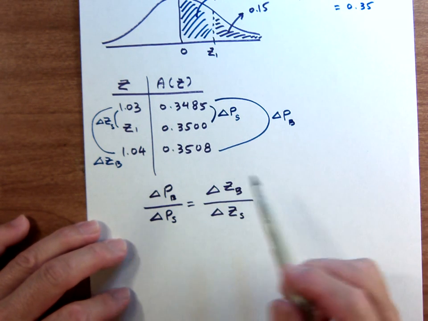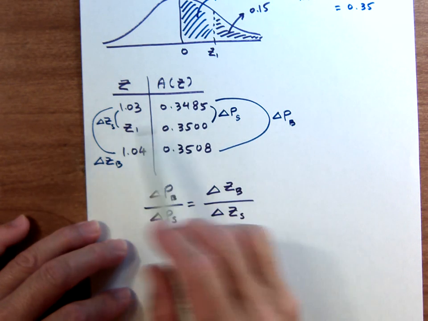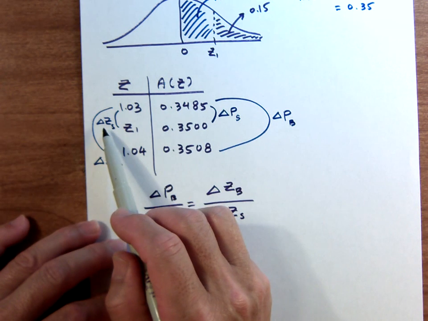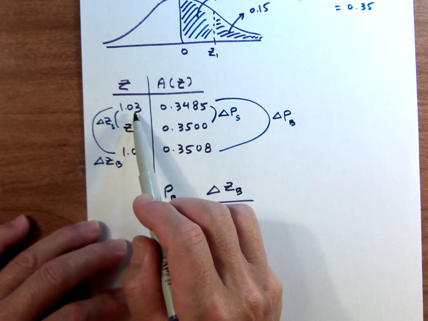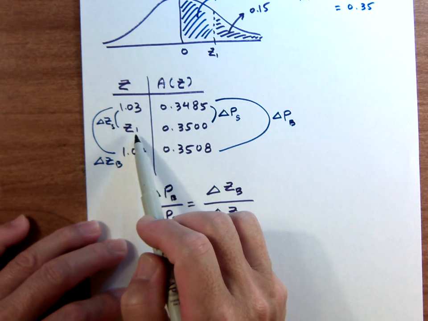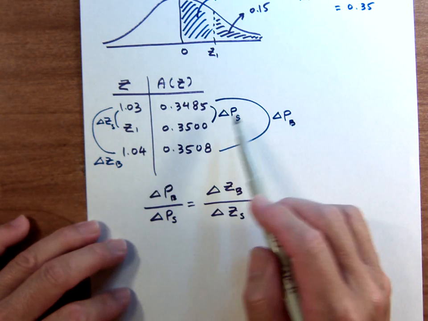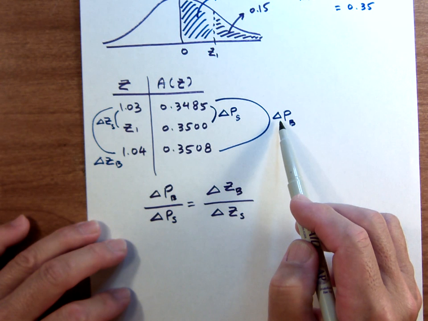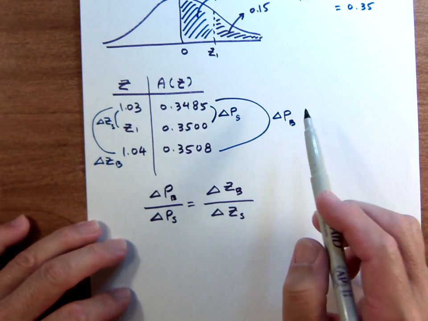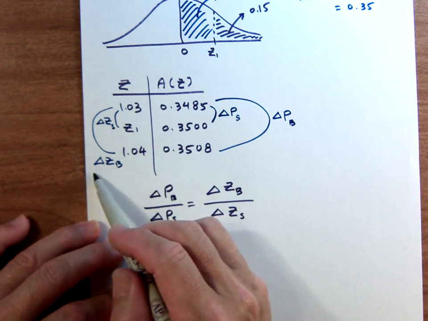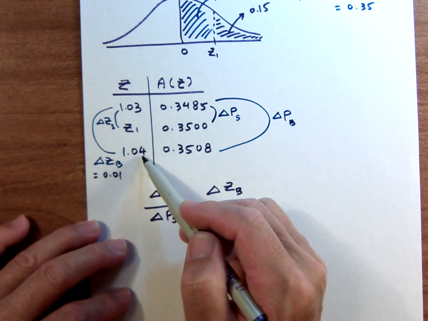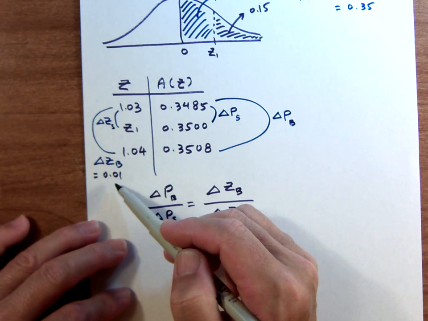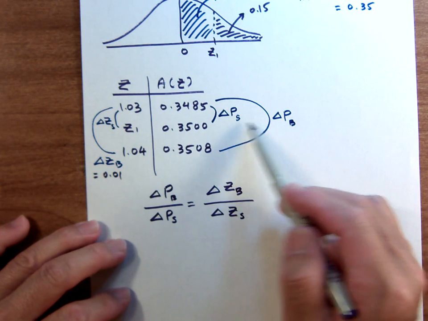I hope you can see that among all these changes, the one we're after is change in Z small. Why? Because once we know that value, all we have to do is add it to 1.03. That should give us our desired Z1. For all other changes, we already have our result. For example, change in ZB is automatically 0.01 because the two Z values, 1.03 and 1.04, only differ by 0.01. These two changes, we do need to do some computation.